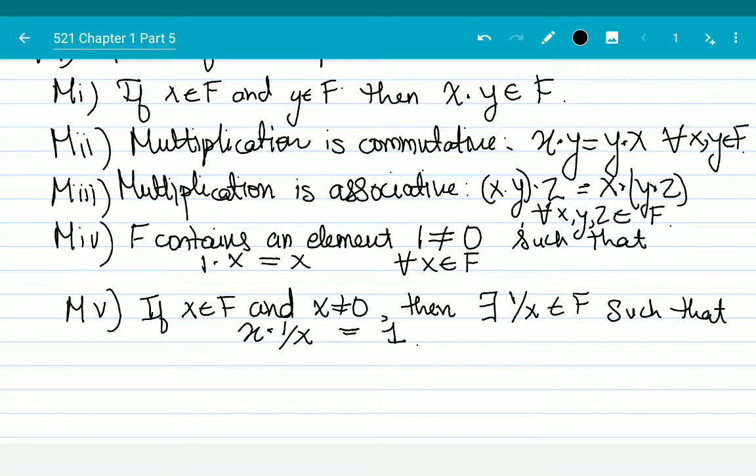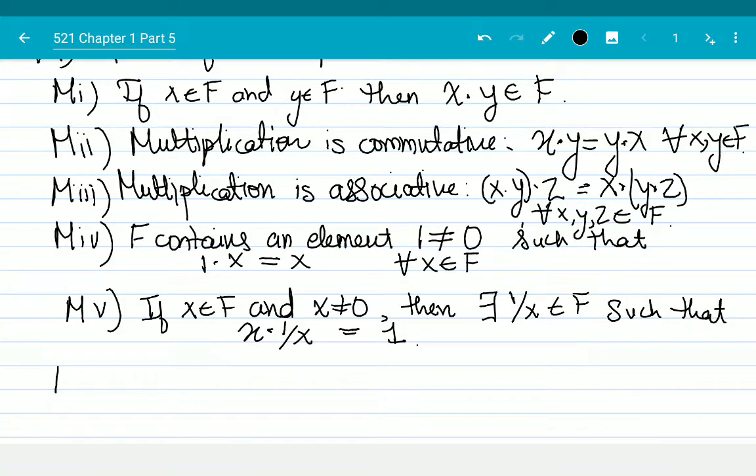How do you show that it's unique? Call two elements 1 over x and maybe 1 over x prime, such that x times 1 over x is 1, x times 1 over x prime is 1. Then look at 1 over x prime times 1 over x. Can you show that that tells you both the elements are equal?